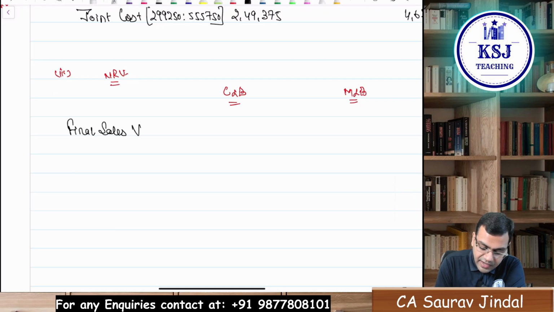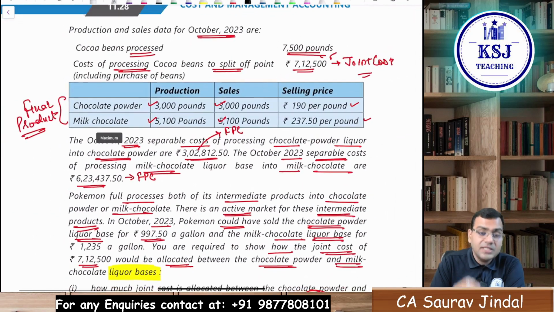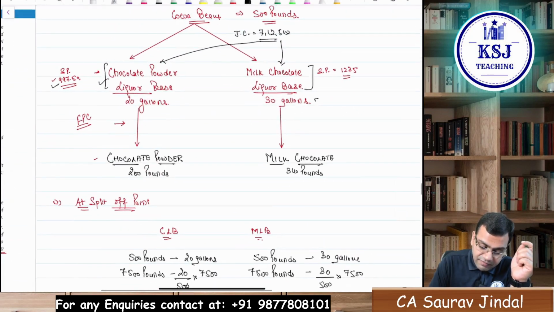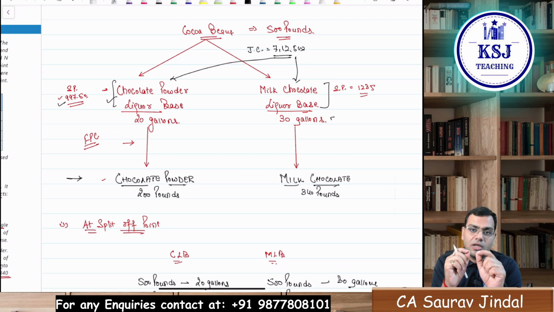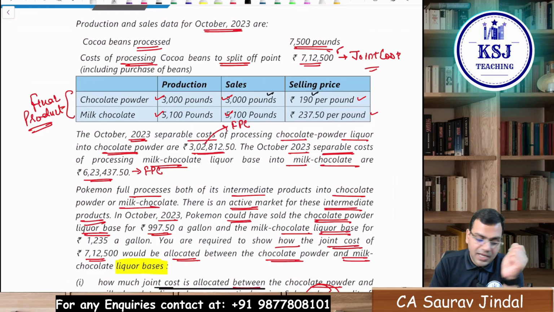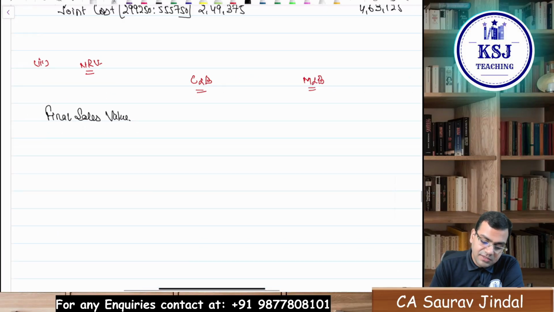Now, what will be the final sales value, guys? The final sales value means the final product that the company is manufacturing. The final product here is what? Whether it is the liquor base or the chocolate powder and the milk chocolate, which is final. Final here means this last step, chocolate powder and milk chocolate. So we have to calculate the final sales. How will you calculate? It is given here, 3000 pounds multiplied by 190 and 5100 pounds multiplied by 237.5. So this will be your final sales value.